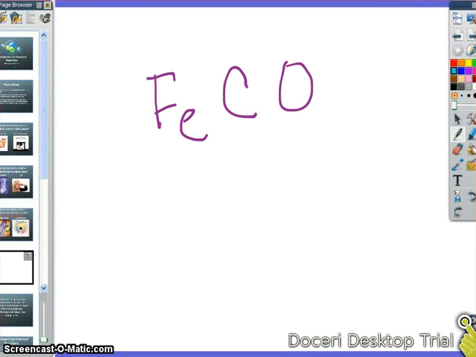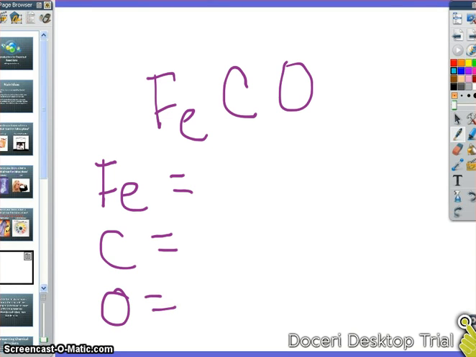Okay, all right, so we have our element iron, our element carbon, and our element oxygen. Okay, how many irons? 1, correct, because we have understood 1. How many carbons? 1. How many oxygens? 1, because we have understood 1.